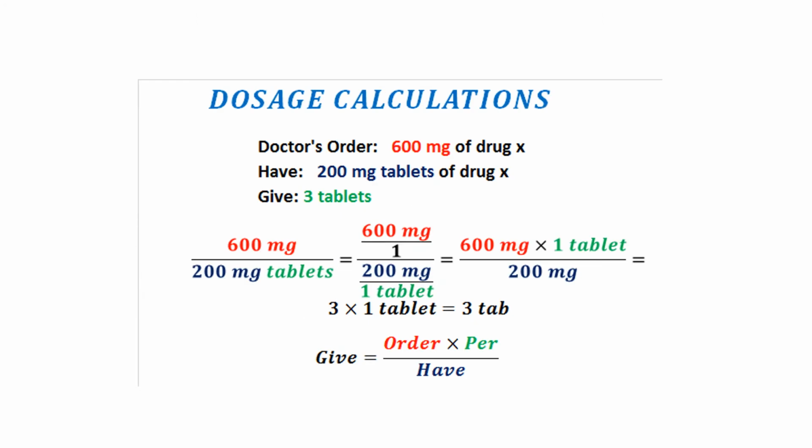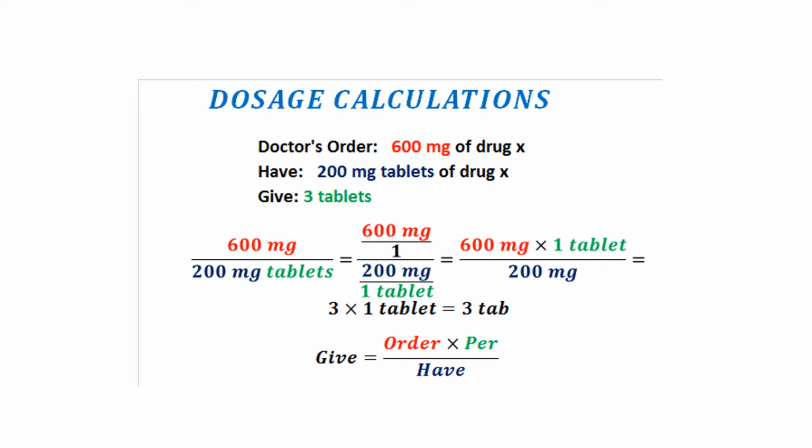Dosage calculations. The doctor orders 600 milligrams of drug X, and you have available 200 milligram tablets of that drug. I hope you can immediately tell me the answer is 3 tablets. Now, to show that this is in fact a division process, we'll do 600 milligrams over 200 milligram tablets. That's on the left. We will change 600 milligrams to 600 milligrams over 1. 200 milligram tablets is 200 milligrams per tablet, or 200 milligrams over 1 tablet.